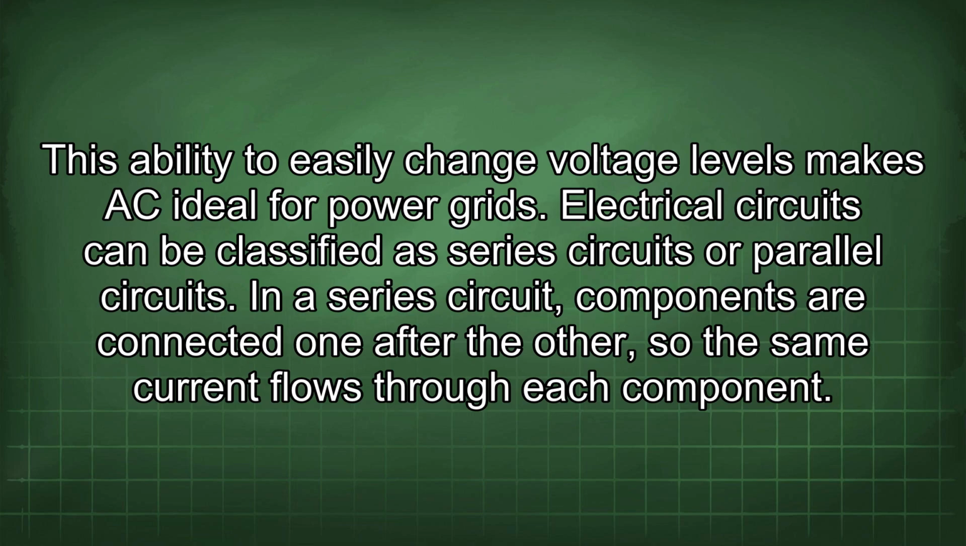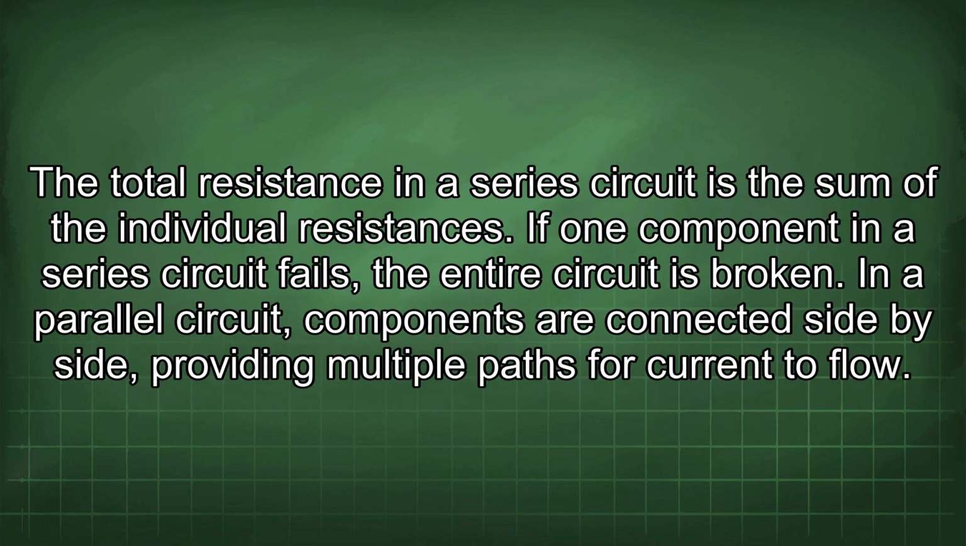Electrical circuits can be classified as series circuits or parallel circuits. In a series circuit, components are connected one after the other, so the same current flows through each component. The total resistance in a series circuit is the sum of the individual resistances. If one component in a series circuit fails, the entire circuit is broken.